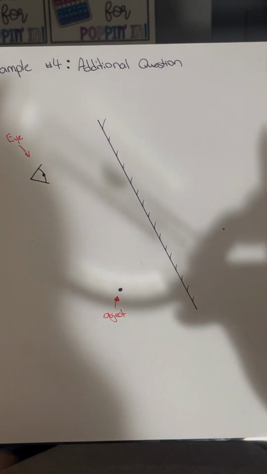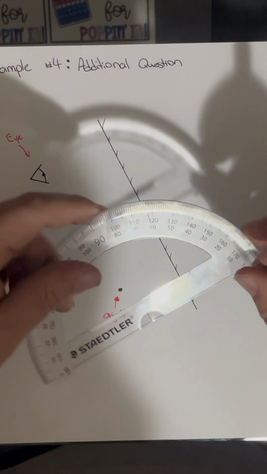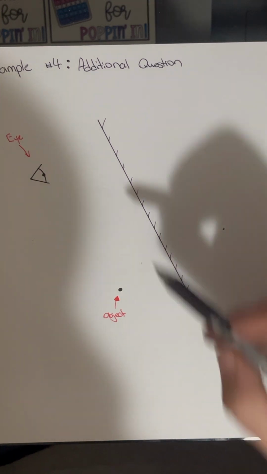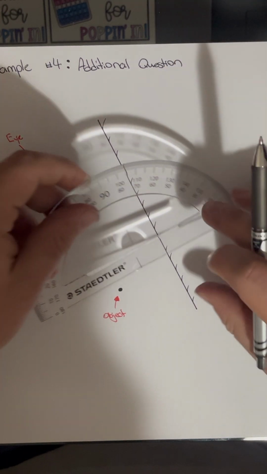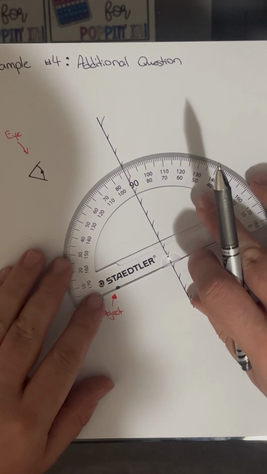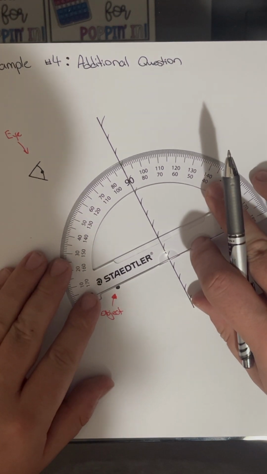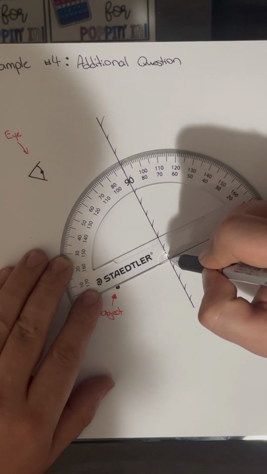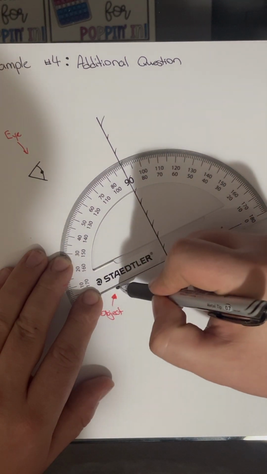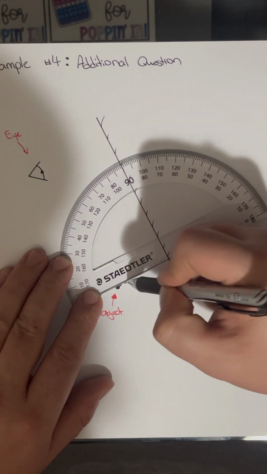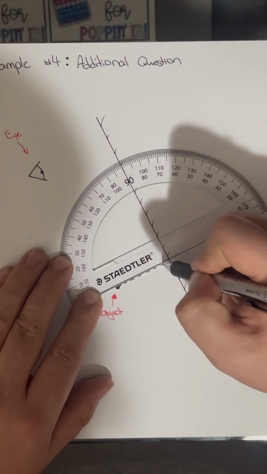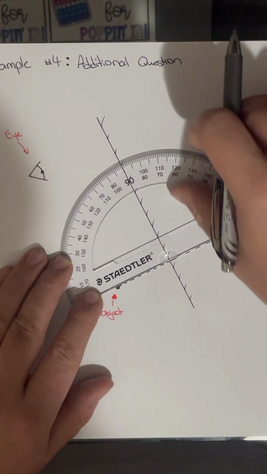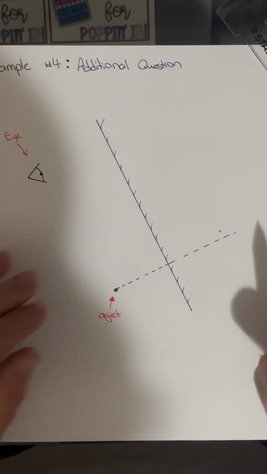So again, using my protractor, lots of different ways that I can go about it. With this one, with the object being so close to the actual mirror itself, I'm going to use the same process I did in the last question. I'm going to flip my protractor over, again making sure that that 90 degree mark's intersecting and that my point is directly on the line. That is going to give me a perfect perpendicular line to the mirror, 90 degrees. And I'm just going to extend that beyond the mirror itself.